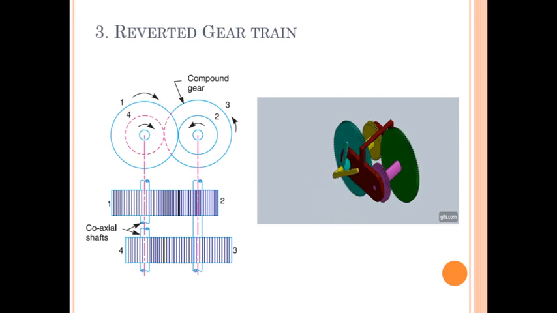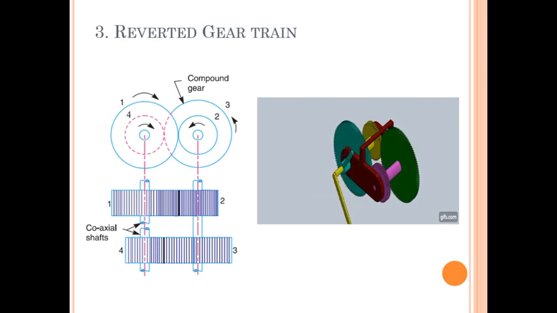In the animation also it is shown. See the working. If the first gear is rotated, the second gear will rotate in the opposite direction. The second gear and third gear are mounted on the same shaft, therefore they will rotate in the same direction with the same speed. The third gear is in mesh with the fourth gear, therefore the fourth gear will rotate, but with a different speed. That is, the first and fourth gears are on the same axis, but they are rotating with different speeds.